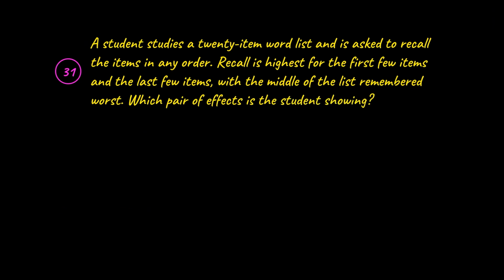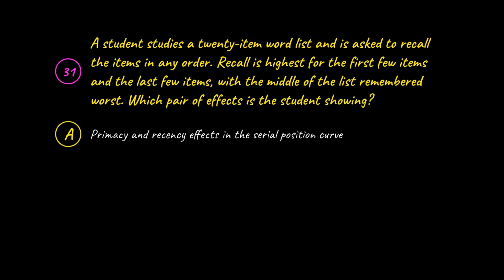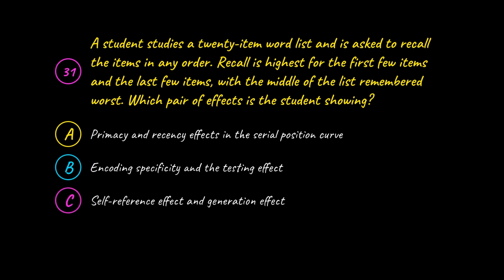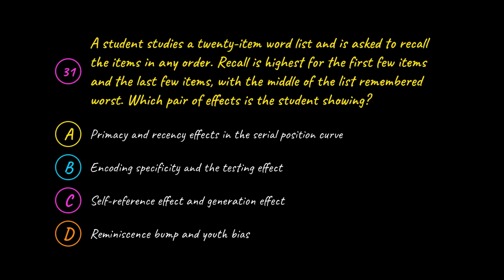Your options are A. Primacy and recency effects in the serial position curve, B. Encoding specificity and the testing effect, C. Self-reference effect and generation effect, D. Reminiscence bump and youth bias. Don't overthink it. Which one feels right?